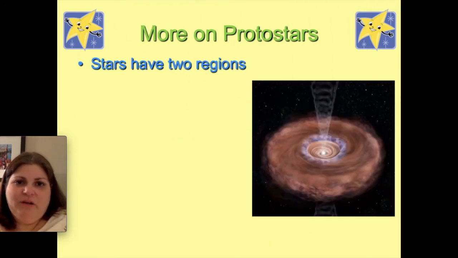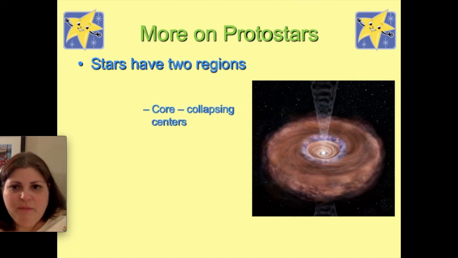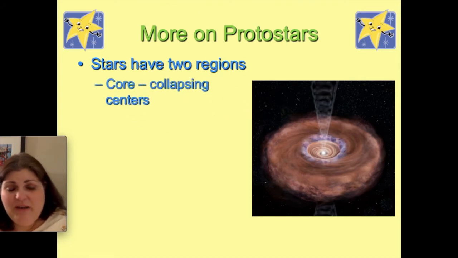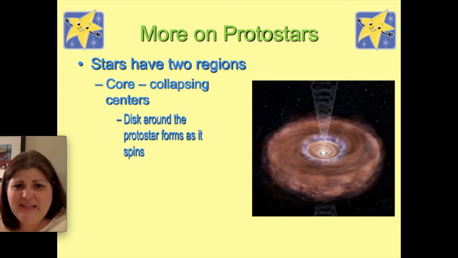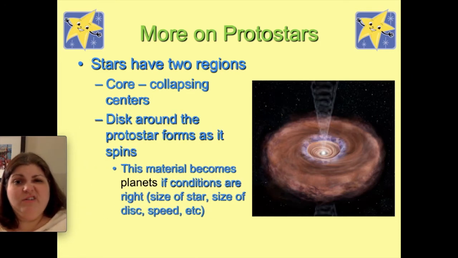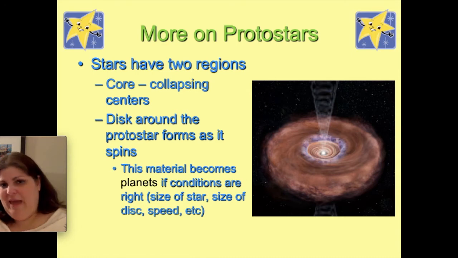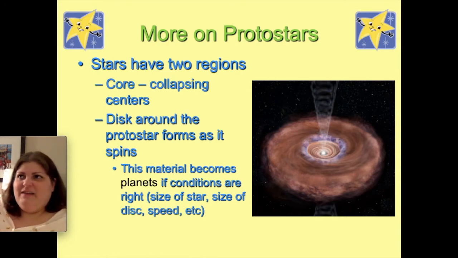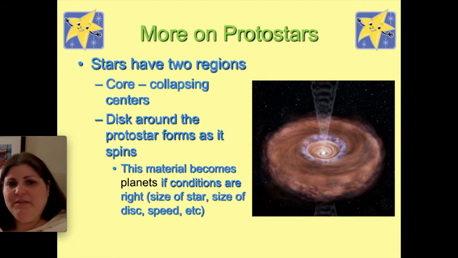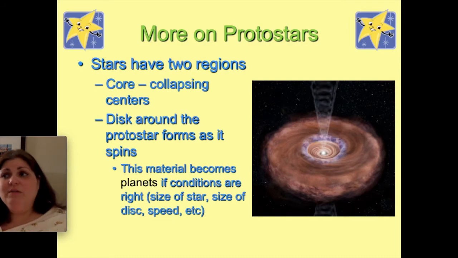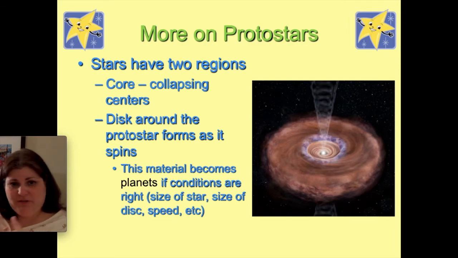Now, there's a lot we could go on and on about protostars, but a couple of noteworthy things: within a protostar, there's basically two areas. The core is the center glowing region that's collapsing, and around the core, there's a disk. What happens to that disk drives what happens to the star. Does it just become a plain old star? Does it become a star with planets? Or does it become a star that has multiple stars orbiting it?